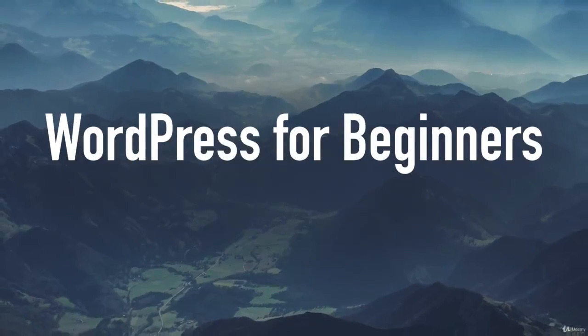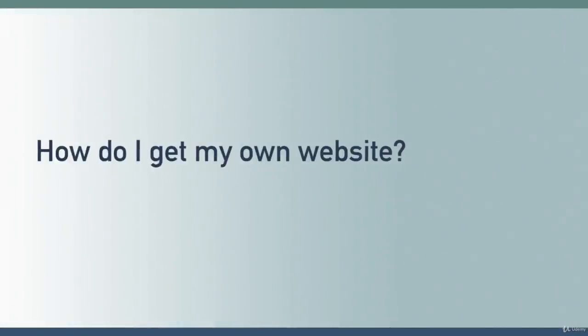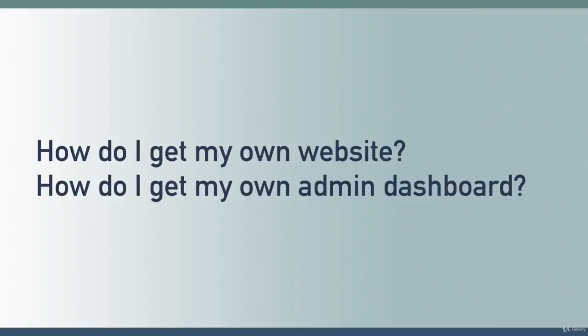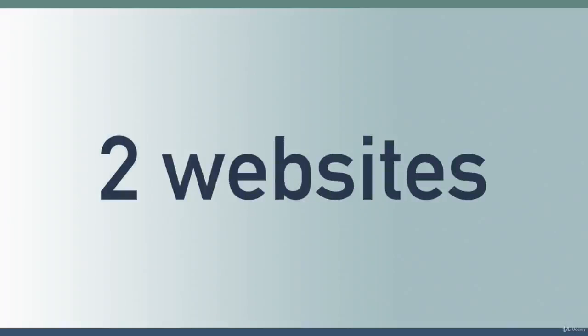Hello everyone. In this lesson, we will answer the question, how do I get my own WordPress? Right? So how do I get my own public-facing website and how do I get my own administrator dashboard? Well, there are two main ways to get started with WordPress, and it all boils down to two websites, WordPress.com and WordPress.org. Now they each have their own pros and cons, so let me go over those right now.